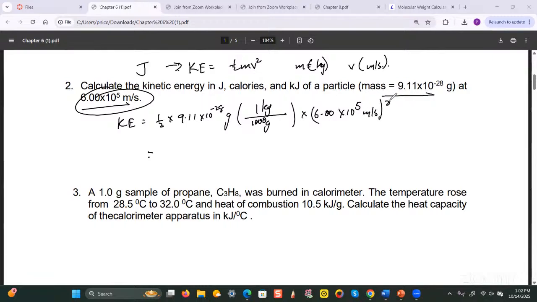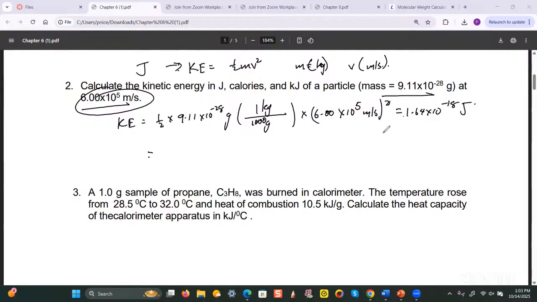Okay, so 6.00 times 10 to the 5 squared. And then I'm going to multiply that or divide back by 1,000, then multiply by 9.11 times 10 to the minus 28. And then I'm going to divide by 2. And according to my calculation, please correct me if I'm wrong, this works out to be equal to 1.64 times 10 to the minus 18 joules.